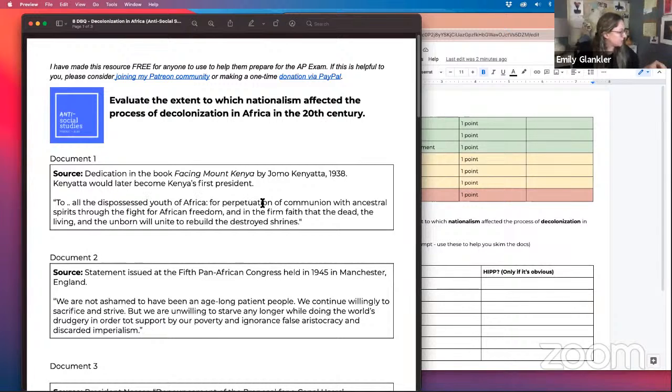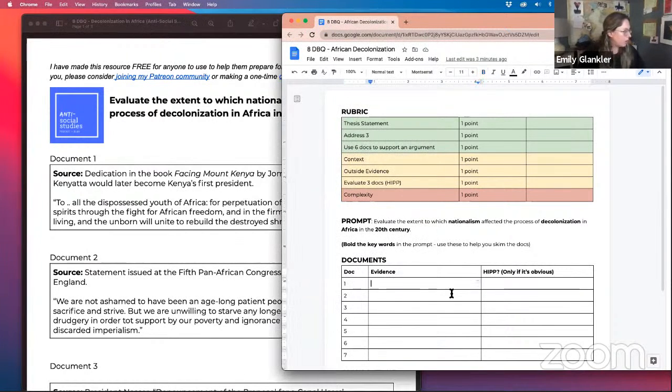To dispossess youth, perpetuation of communion with ancestral spirits, fight for African freedom. Okay. They communed with ancestral spirits through the fight for African freedom and the firm faith that the dead, the living, the unborn will unite to rebuild the destroyed shrines. Oh, this is sort of poetic. So, okay, what I have is something like ancestral spirits, shrines will help fight for African freedom.